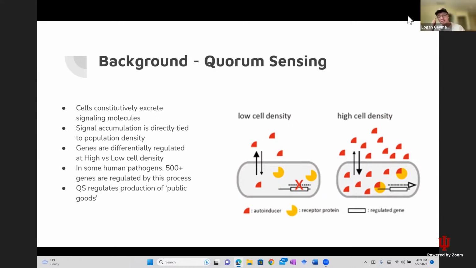And the cool thing about this is it also regulates what we call the production of a public good. When the bacteria are in nutrient complex environments where they wouldn't normally be able to eat the things present, they release these public goods to chew that stuff up to make it easier to digest. And that is a quorum sensing regulated phenotype. I bring that up because that'll be important for understanding our model a little bit later. And Nick, if you could go on to the next slide for me.